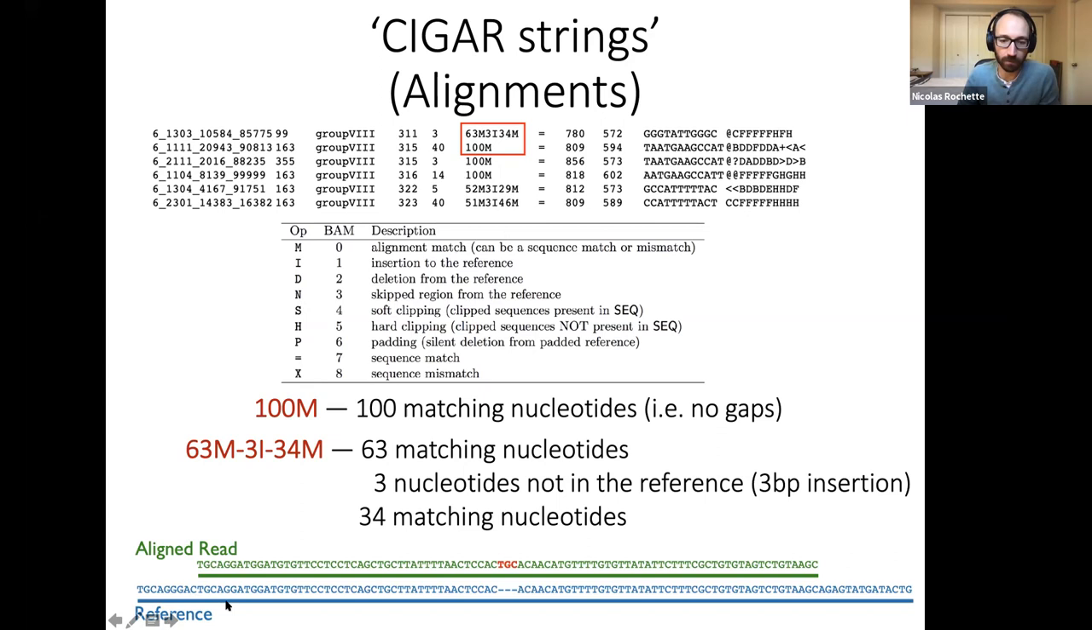And essentially this is how CIGAR strings are read. So for this one CIGAR string here, 63M, 3I, 34M, that means we have 63 nucleotides that match the genome directly. We might have base differences here, but there's no indel. So this is what the alignment match means. And then we have this three base pair insertion, which is here. And then we have to visualize a gap in the reference, and another 34 nucleotides that map to the genome directly. So this is what the CIGAR string means: it lets us know that in this alignment there is an indel. And this is how the BAM format records the information about the alignment.